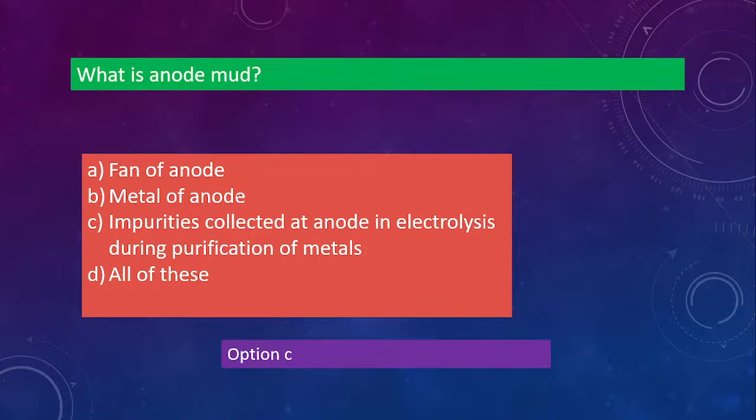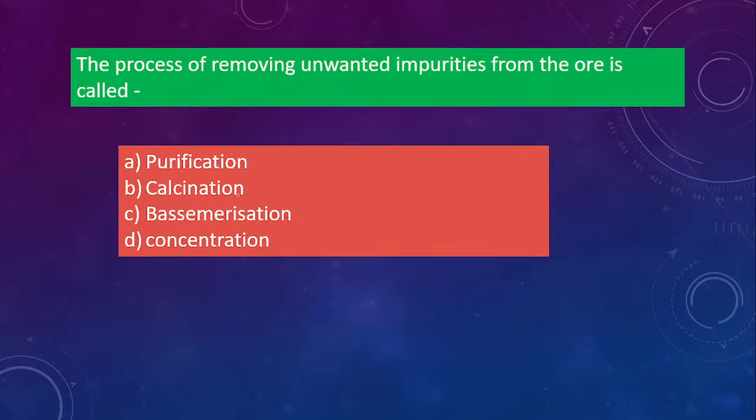Let's do the answer. So it will be option C. Okay. So anode mud is nothing but the impurities. Okay. That is settled at the bottom. That is called anode mud. Yes, anode mud. Okay. So नीचे में जो collect होगा, the impurities that is collected at the bottom, that is called anode mud. Okay, so out of this option C is the correct one.